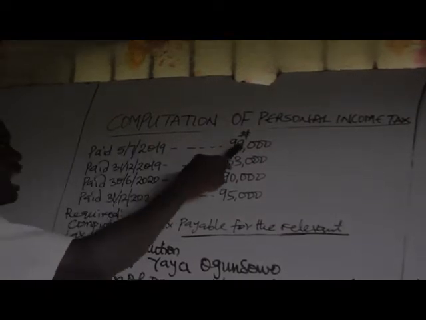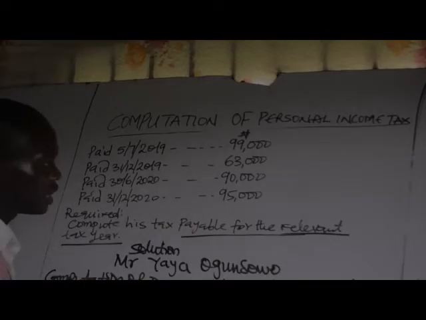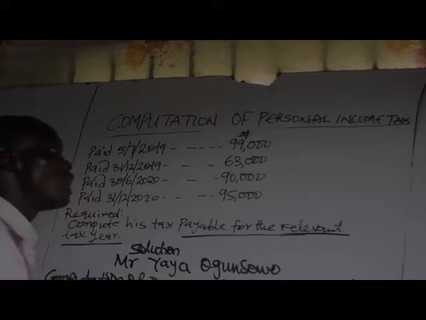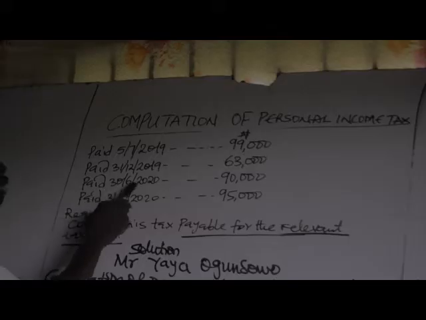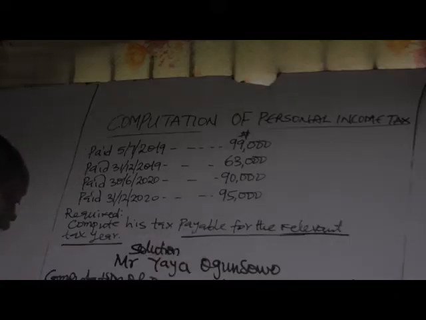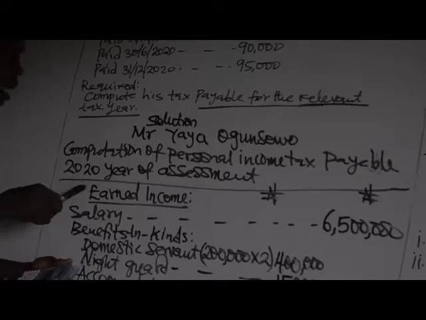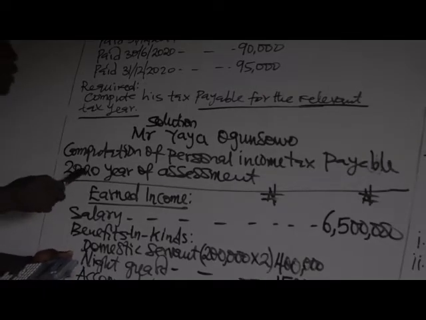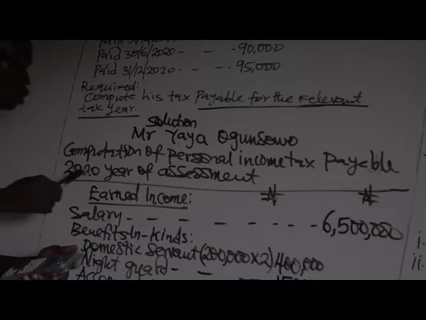Now, back to the question. The amount paid as at 5th of July 2019 amounted to 99,000. And the amount paid as at December 31st, 2019 amounted to 63,000. Remember, since withholding tax has been deducted, the amount paid is equivalent to 90%. On 30th of June 2020, 90,000 was paid, and as at 31st of December 2020, 95,000 was paid. Remember the year of assessment of Mr. Yaya Ogunsowo is 2020. And the franked investment income is assessable on a preceding year basis. That means the dividend paid in 2019 is what will be assessed in the 2020 year of assessment.